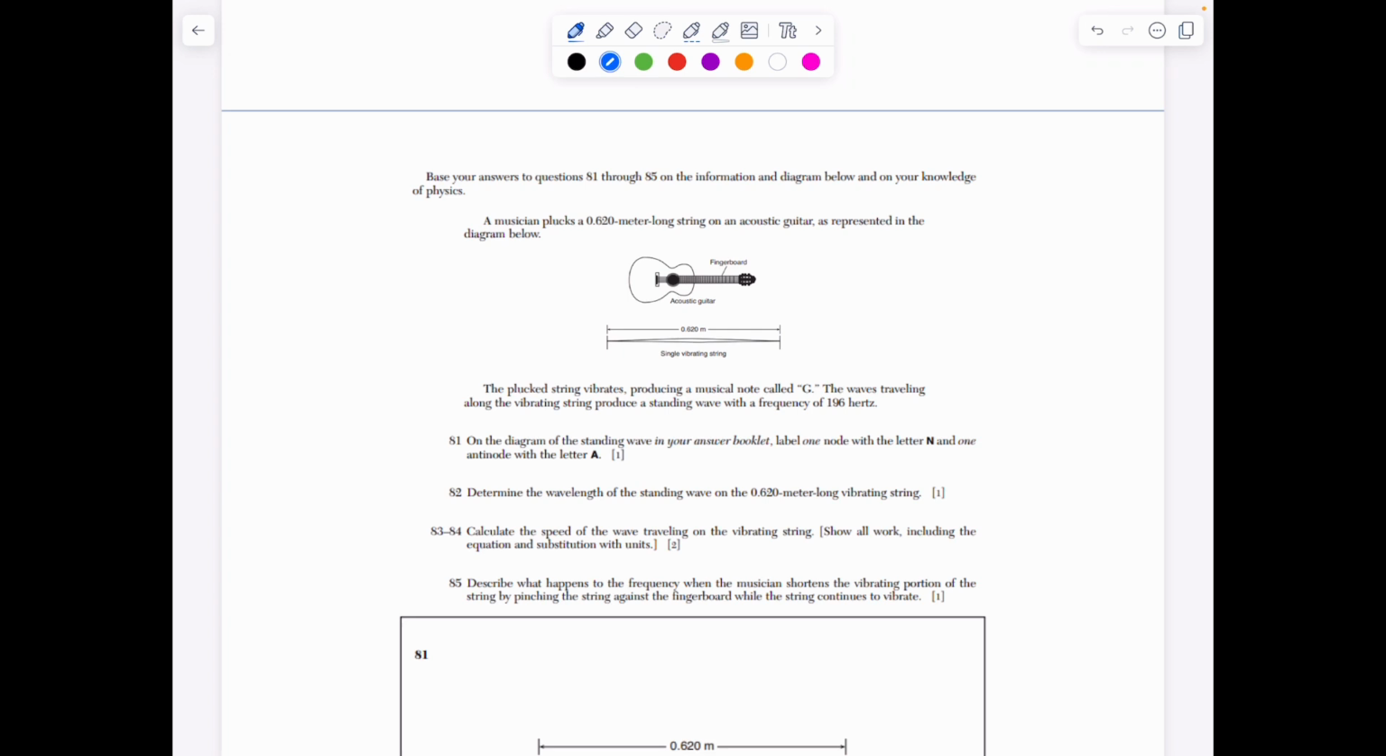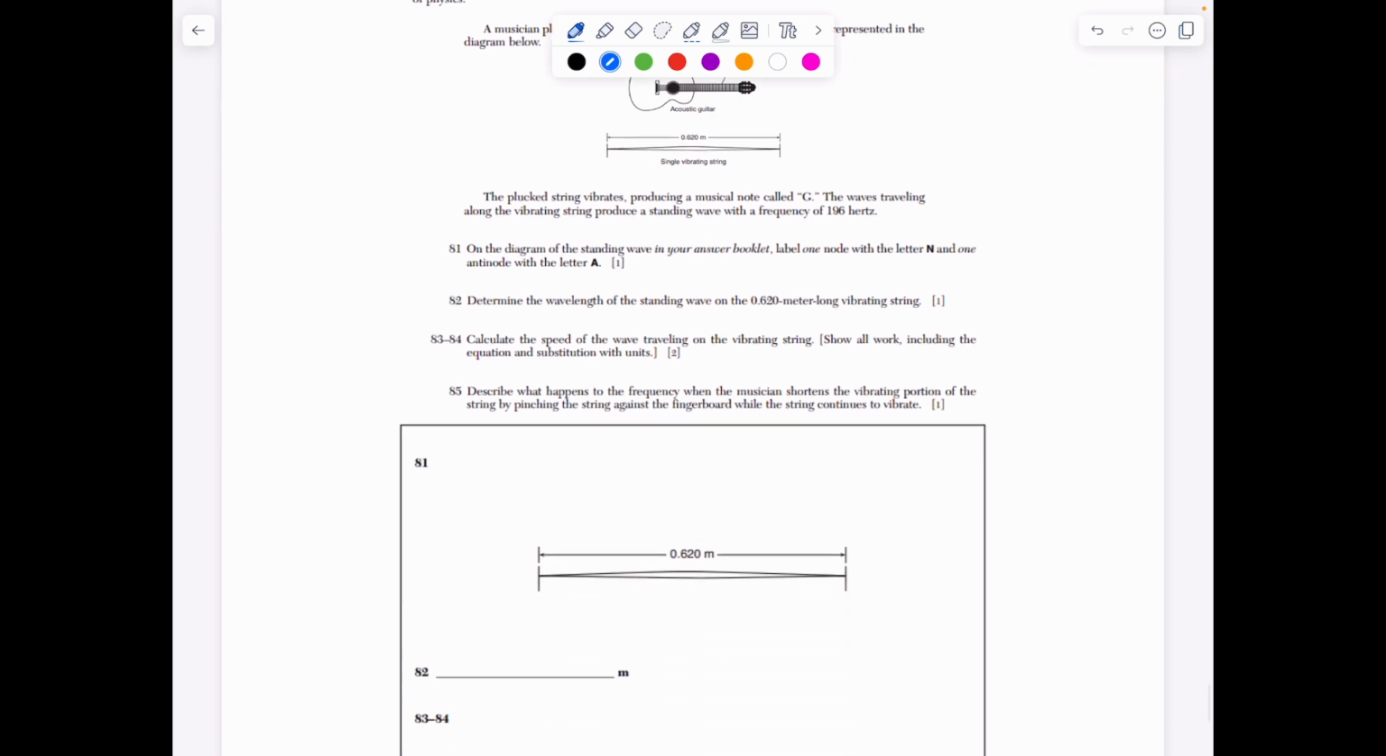A musician plucks a 0.62 meter long string on an acoustic guitar as represented in the diagram below. The plucked string vibrates to produce a musical note called G. The waves traveling along the vibrating string produce a standing wave with a frequency of 196 hertz. On the diagram of the standing wave in your answer booklet, label one node with the letter N and one antinode with the letter A.